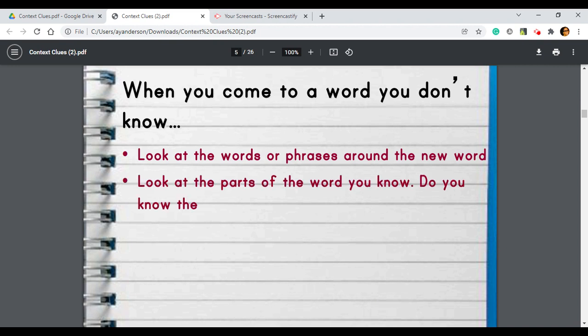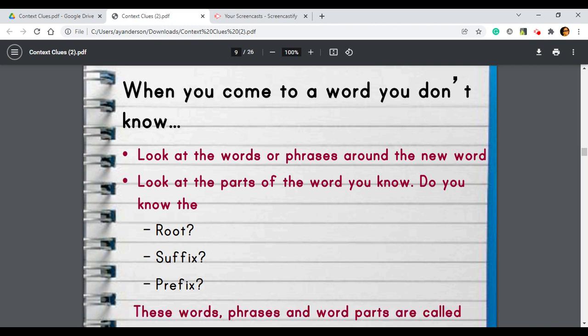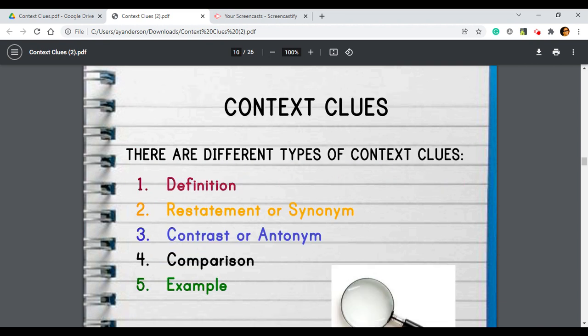new word. Look at the parts of the word you know. Do you know the root, the suffix, the prefix? These words and phrases and word parts are called context clues. There are different types of context clues: definition, restatement or synonym, contrast or antonym, comparison, or example.